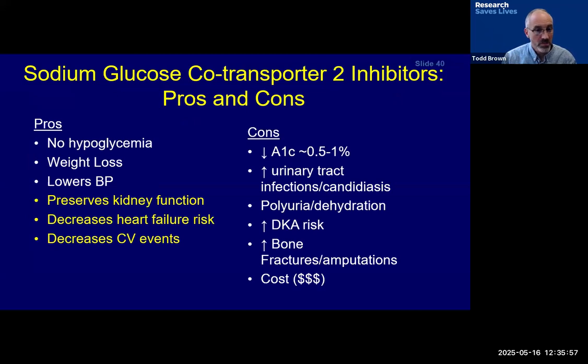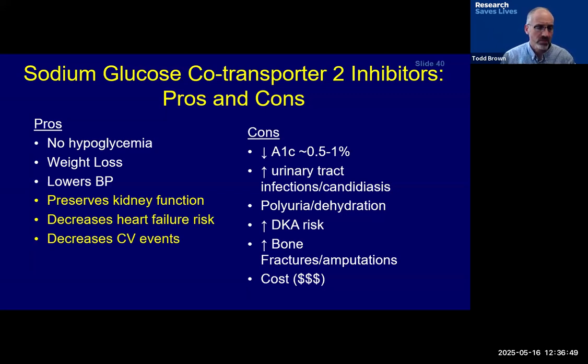So here are the pros and cons. No hypoglycemia, weight loss, relatively modest, nothing like GLP-1 RAs, and it does lower blood pressure. In yellow here are the really important ones: preserving kidney function, even in people without diabetes, decreasing heart failure risk in people without diabetes, both HFrEF and HFpEF, and decreasing overall cardiovascular events. On the con side, the A1C lowering is relatively modest. With the glucosuria, there is an increased risk of UTI and candidiasis. They lead to some polyuria, which can lead to dehydration.